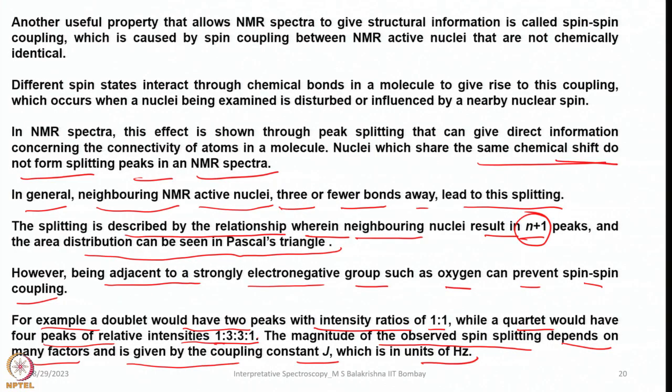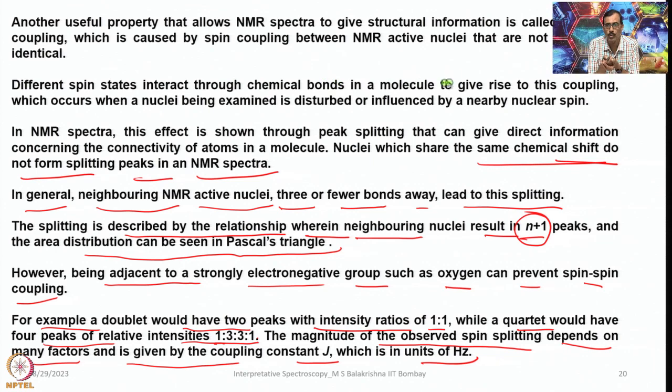As I mentioned, another useful property that allows NMR spectra to give structural information is called spin-spin coupling, which is very, very important and vital in understanding and diagnosing the molecule while elucidating its structure. It is caused by spin coupling between NMR active nuclei. You should remember, NMR active nuclei that are not chemically identical. Different spin states interact through chemical bonds in a molecule to give rise to this coupling. That means if two carbon atoms are connected by a bond, the protons present on both the carbon atoms interact, provided they are in different chemical environments.